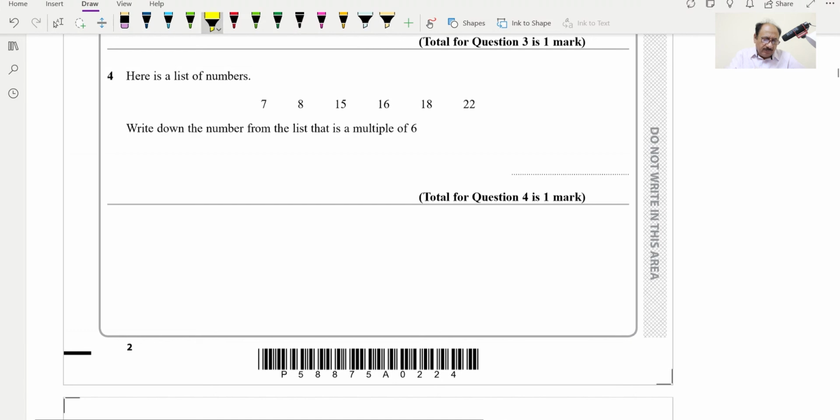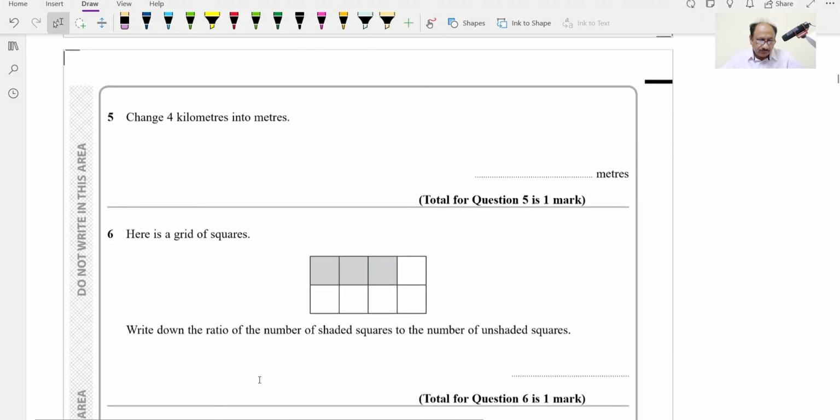Question number 4, here is a list of numbers 7, 8, 15, 16, 18 and 22. Write down the number from the list that is a multiple of 6. So the multiple of 6 will be 18. 6 threes are 18, so we can provide the answer as 18.